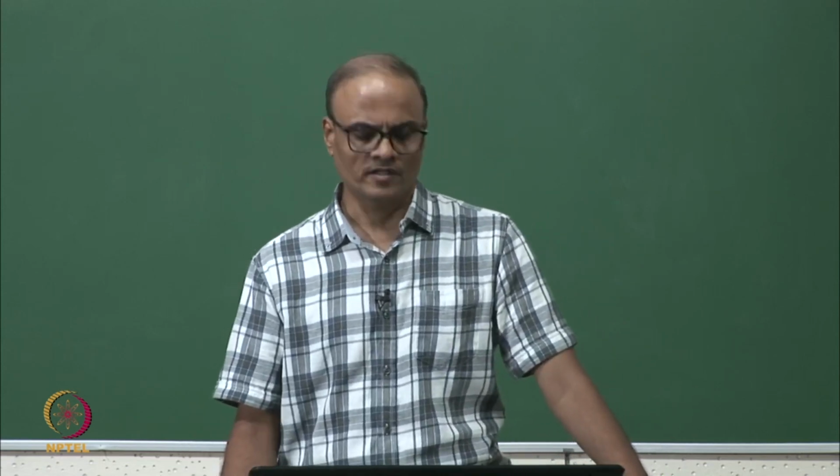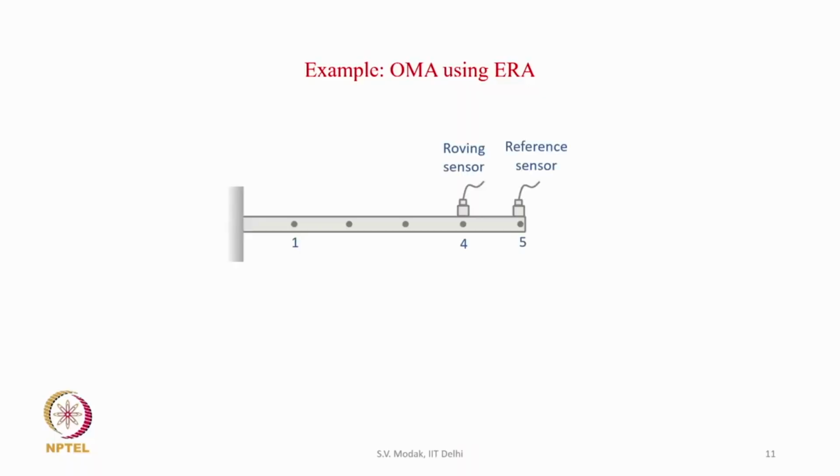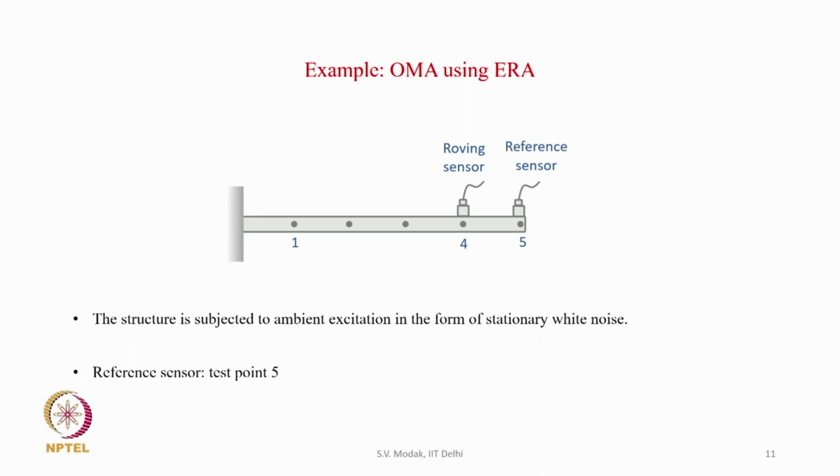Let us now take a simulated example to perform operational modal analysis using the eigensystem realization algorithm. Let us take the case of the simulated cantilever structure we have used in our earlier lectures. Here we assume that the structure is subjected to ambient random excitation in the form of stationary white noise at different points on the structure. Let us also assume that we are taking measurements of response at 5 test points, and the reference sensor is installed at test point 5. So, we have one reference sensor located at test point 5, and one roving sensor that is used to take measurements at 5 test points.